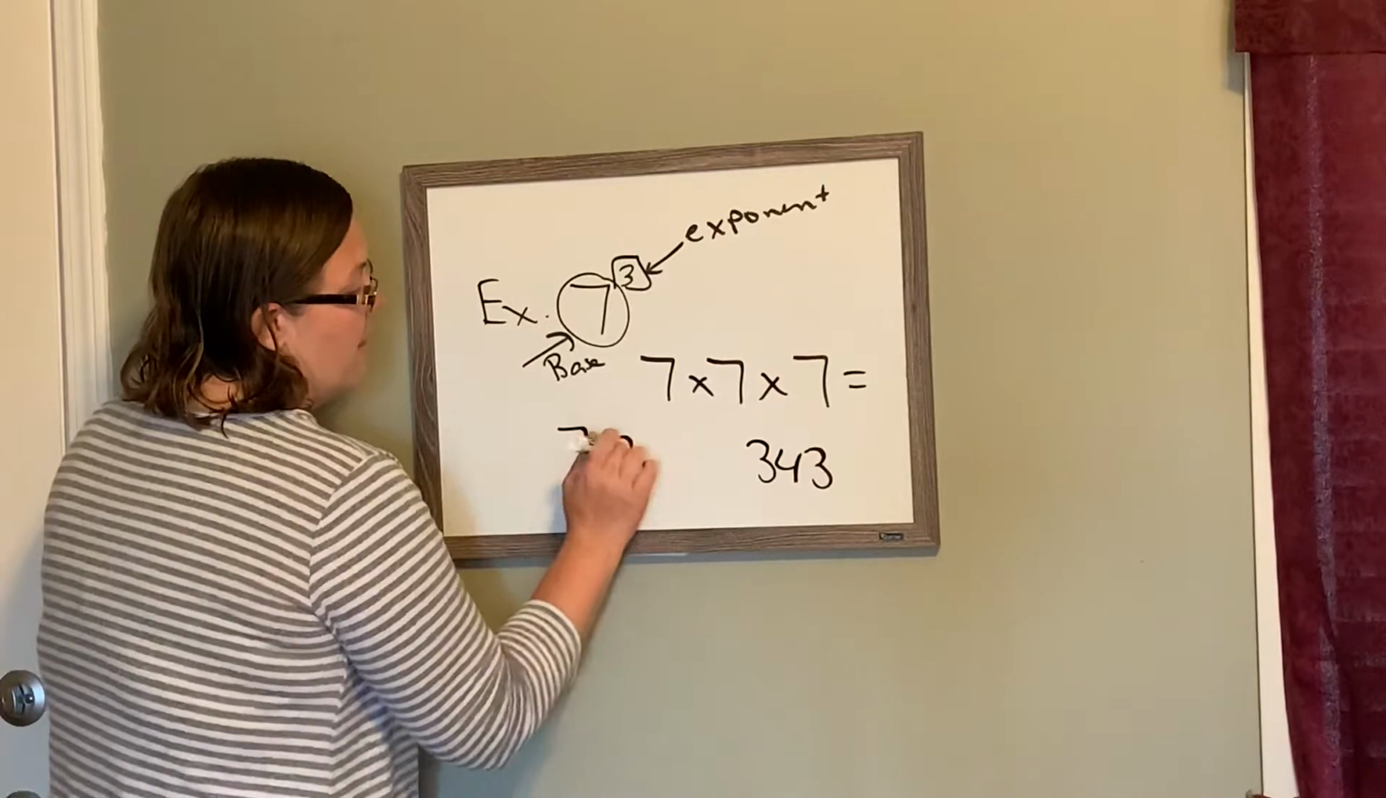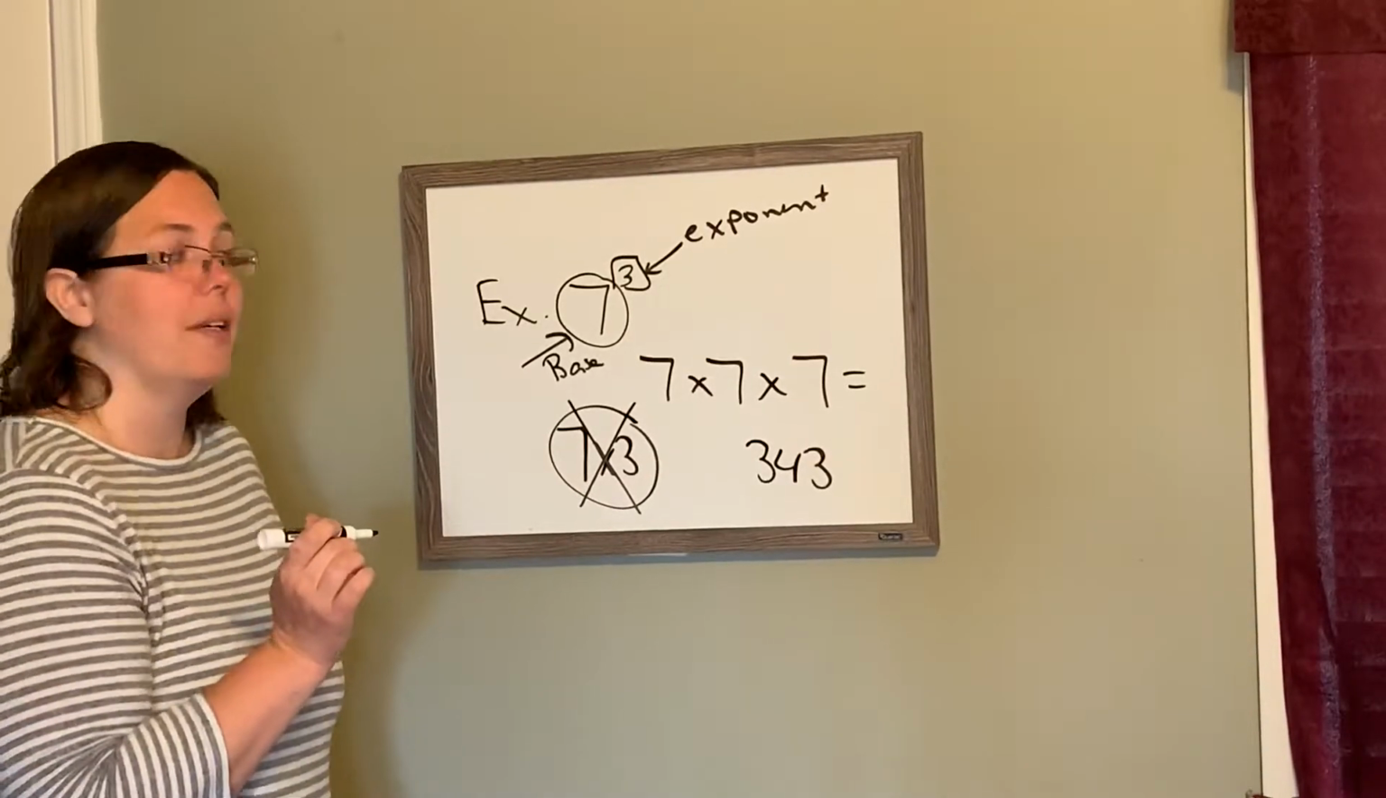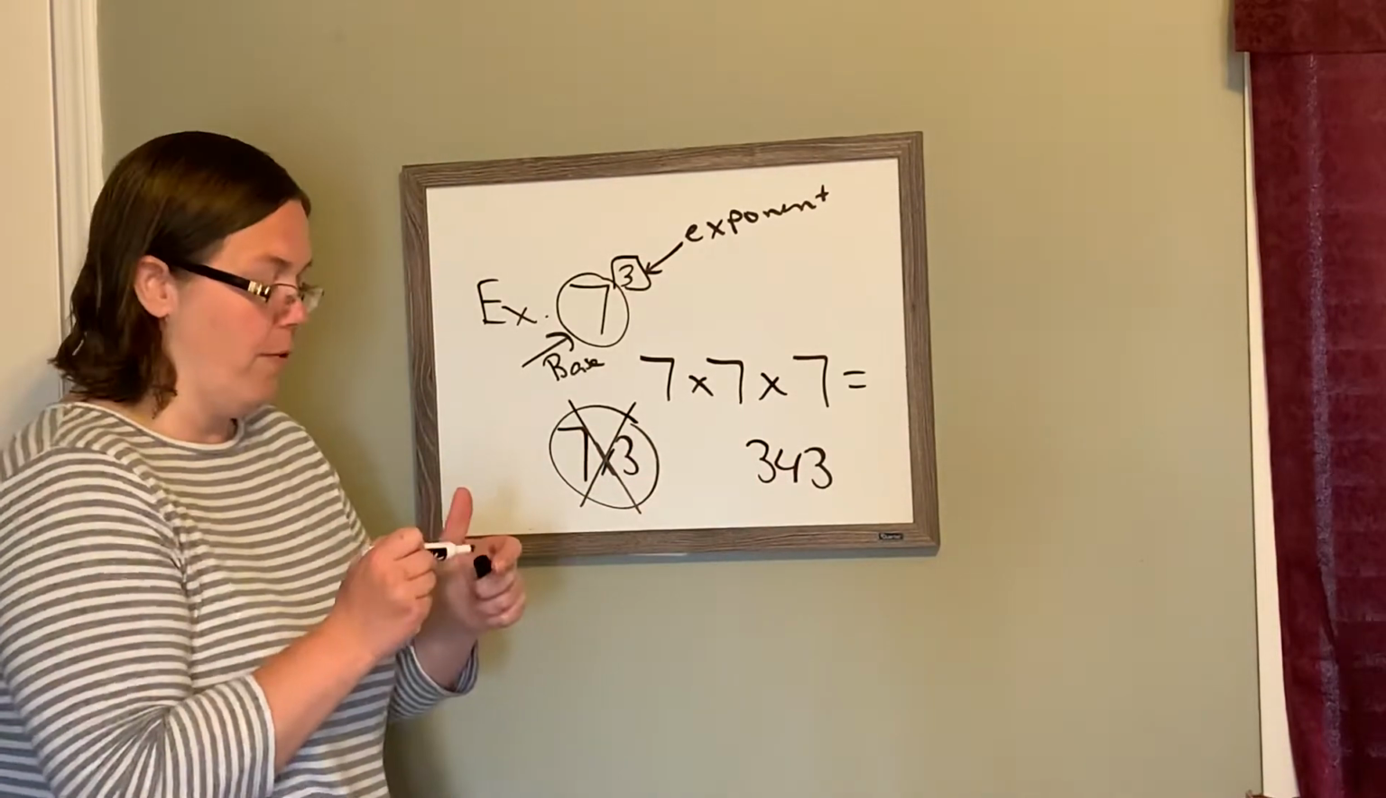Again, be careful, it does not mean 7 times 3. The answer is not 21, but it is 7 times 7 times 7, which equals 343.